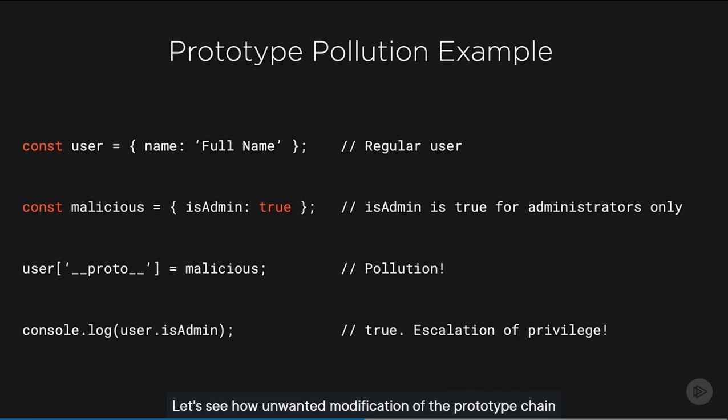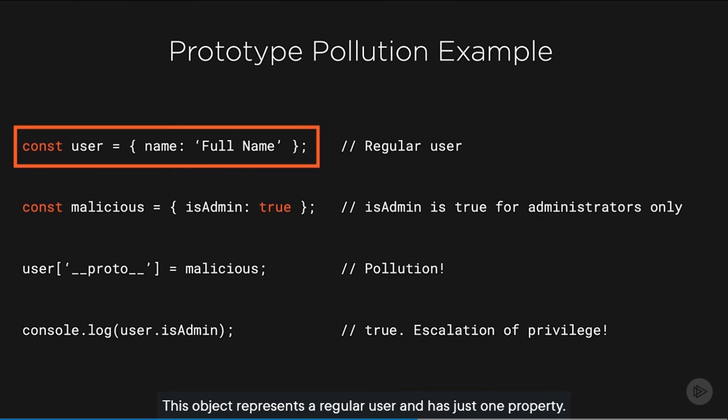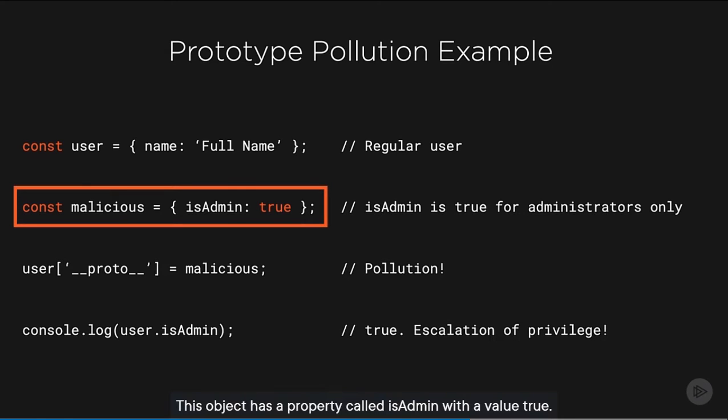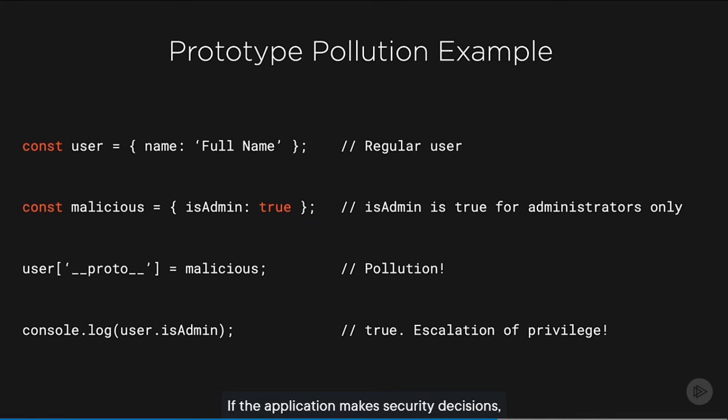Let's see how unwanted modification of the prototype chain may lead to bypass of security checks. In this sample code, we first create a user object. This object represents a regular user and has just one property. The property is called name, and it stores the full name of the user. The attacker may create another object called malicious. This object has a property called isAdmin with the value true. If the application makes security decisions, for example in access control, based on presence and value of such a property, then the ability to inject it to the object representing a user controlled by the attacker is a very attractive target.